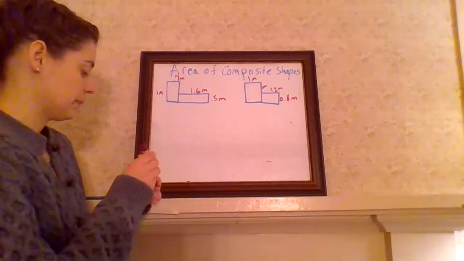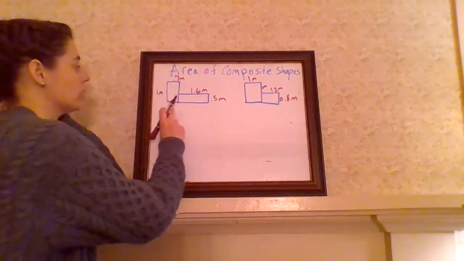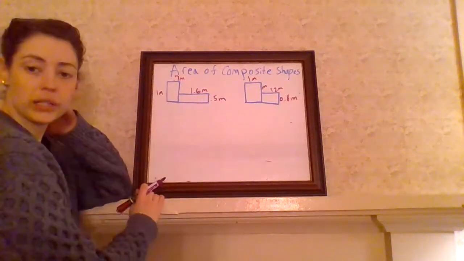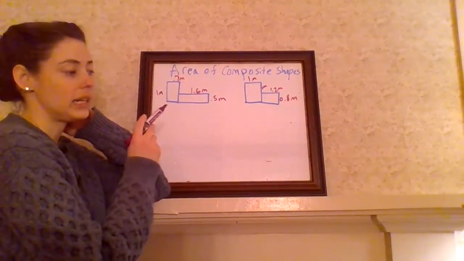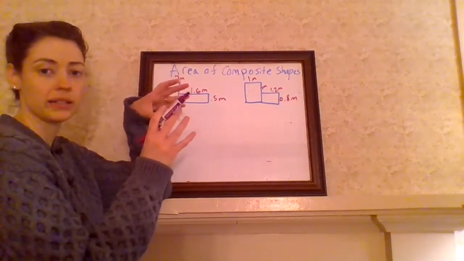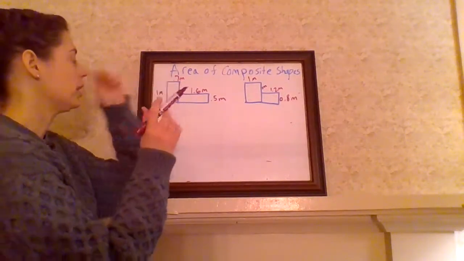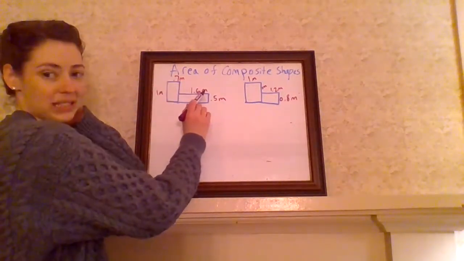And how will we find them? How will we know what that is without measuring? We can't measure because this is not an accurate drawing. It's not a proportional drawing. That's not really 1.6 meters, is it?